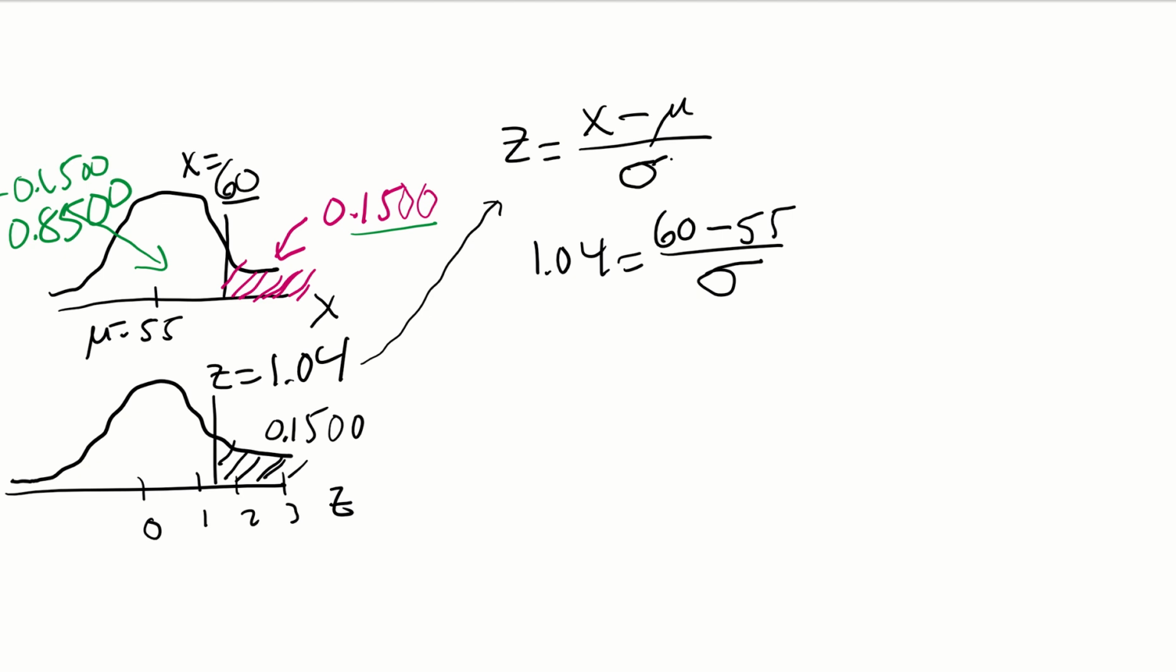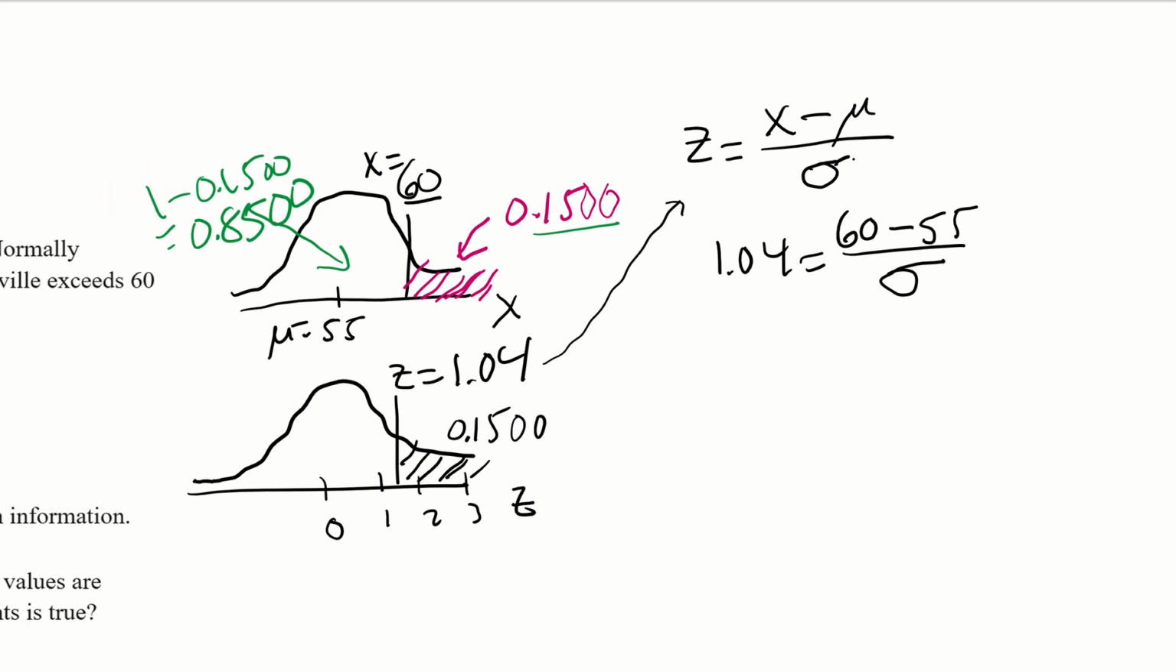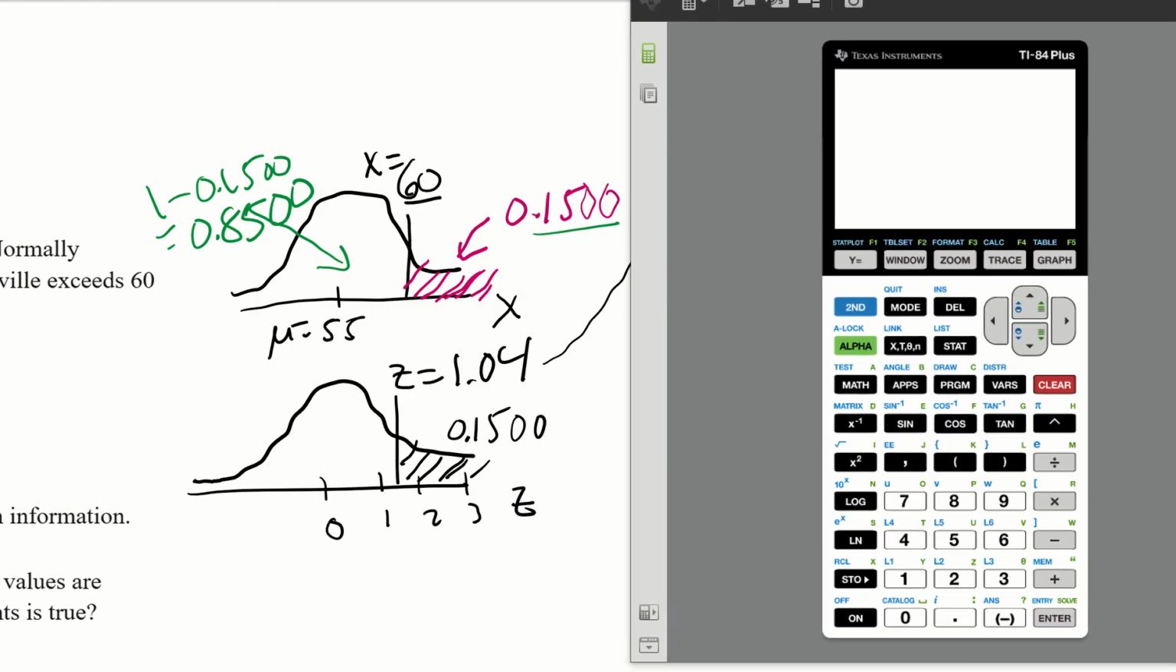Before I continue solving for sigma, I'm going to show you how to find the z-score using the calculator. So here is the calculator. Again, when you use the calculator, you have to use 0.8500. You can't use 0.15 or it's going to give you the incorrect result. So just keep that in mind. You still have to subtract from 1 and do this green part.